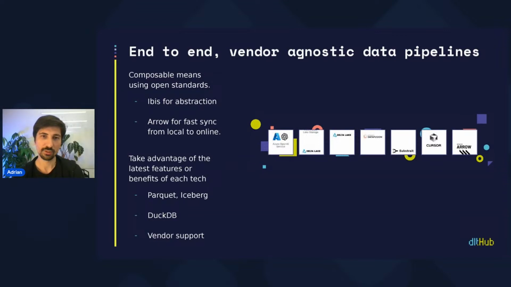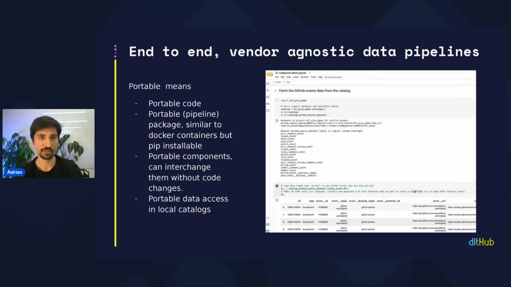So now let's look at what composable means. Composable means using open standards. It means using Ibis for abstraction, Arrow under the hood for fast sync from local to online. It also means taking advantage of the latest features or benefits of each technology. So for example, Parquet, Iceberg, DuckDB, or various vendor formats.